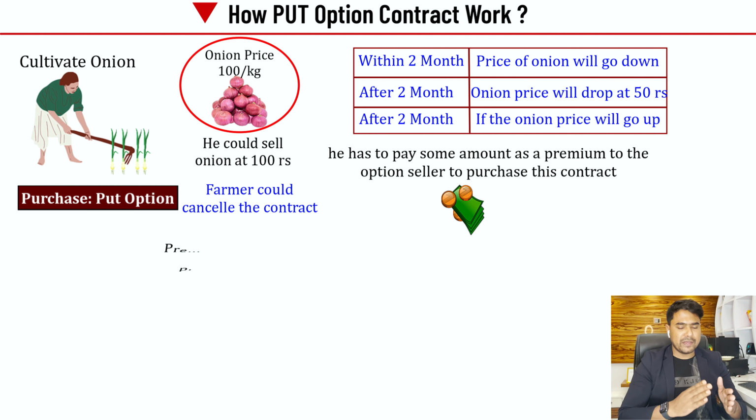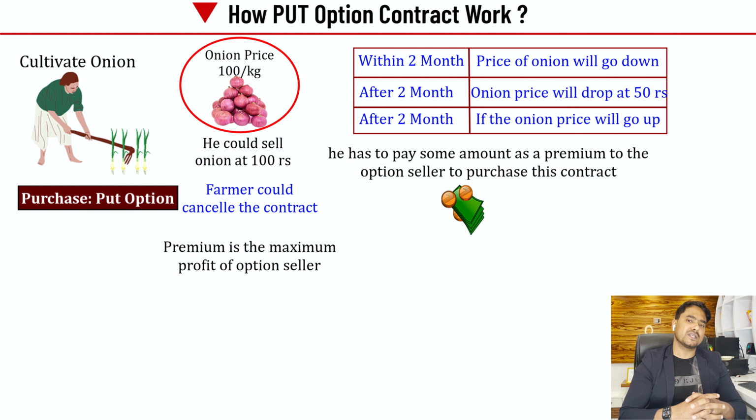I already said the premium is the maximum profit of the option seller. That happens when the price of onion doesn't go down. After 2 months, if the onion price is 100, 110, 150, 200, 300, anything at or above the strike price, the seller won't pay anything to the contract buyer. The seller will keep the premium paid by the buyer at the initial stage. So that's how a put option works. I hope you understood the concept of a put option.